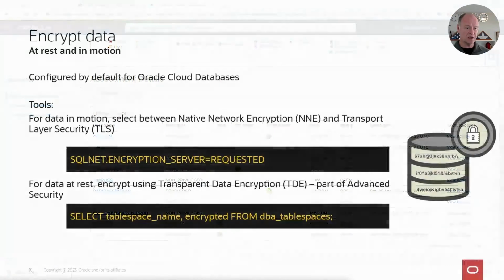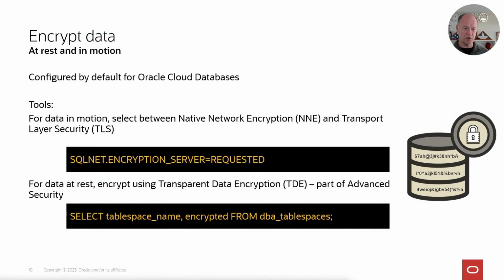Next thing we want to do is encrypt our data. We encrypt our data in motion. And for this, you have industry standard transport layer security. Transport layer security means that you have to, at a minimum, issue the database a certificate. And then you can choose to set up mutual transport layer security where the client also has a certificate, or you can choose not to.